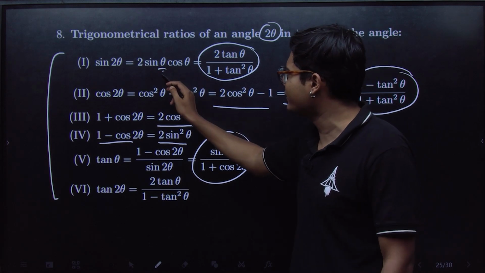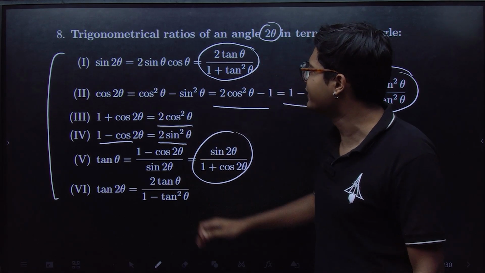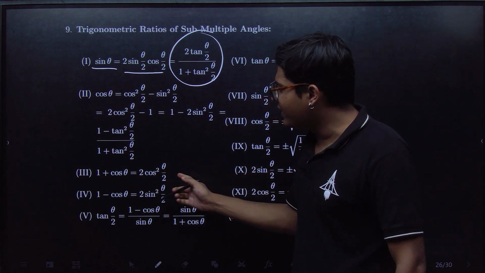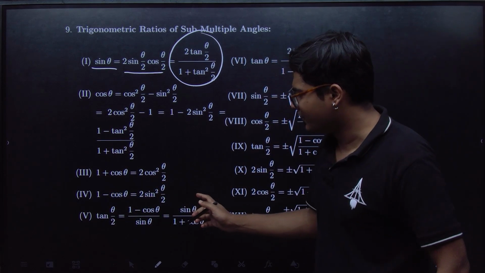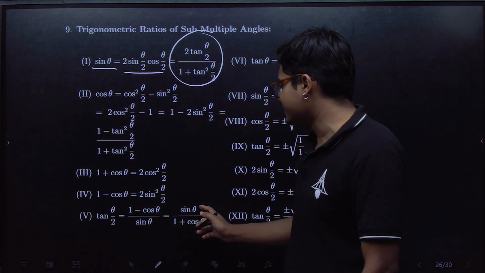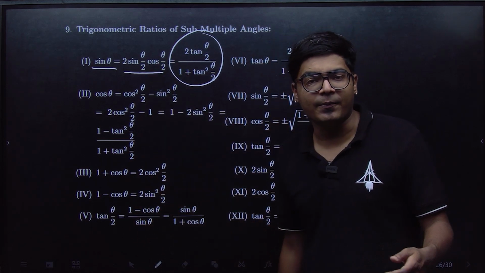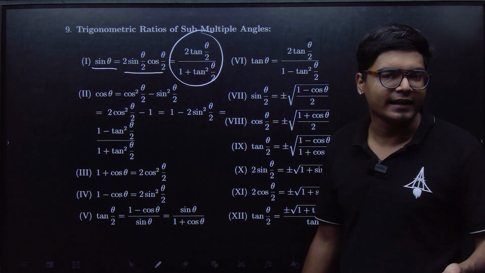If you put theta by 2, you'll get theta by 2 here and you'll get theta on the left hand side. Third one: 1 plus cos theta is nothing but 2 cos square theta by 2, and 1 minus cos theta is 2 sin square theta by 2. Similarly, tan theta by 2 is nothing but sin theta by 1 plus cos theta, or 1 minus cos theta by sin theta. These formulas are important because you'll be using these a lot for trigonometric integrals and limits.